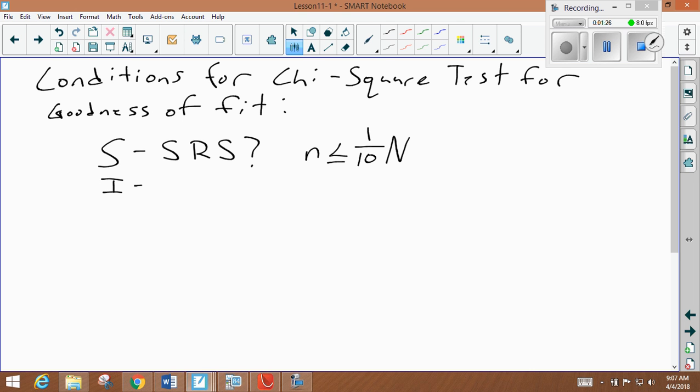Independence: clearly each observation is going to be independent of the other. Usually, that's going to be the case. And then the way that we'll check for normality is we'll look at large counts.